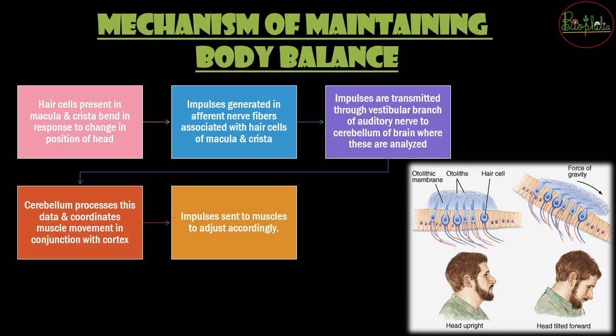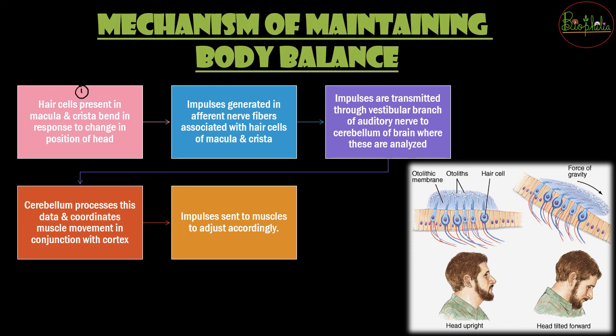Moving towards the last concept about this chapter, that is the mechanism of maintaining body balance. For body balance maintenance, we have seen that there is the inner ear that has the vestibular apparatus. But how exactly is it going to happen? So first, there are hair cells which are present in the macula and the crista. These hair cells are going to bend with the change in position. So where is the macula, where is the crista ampullaris?